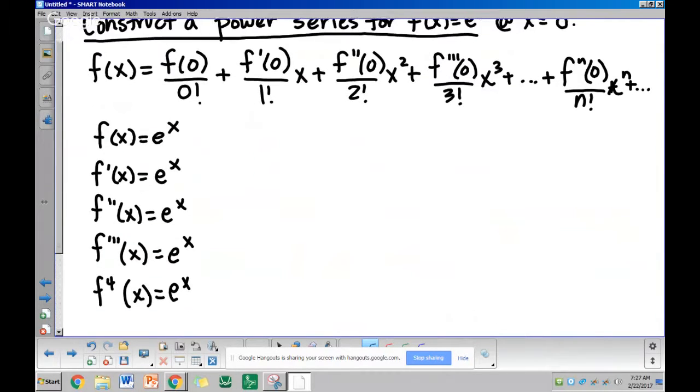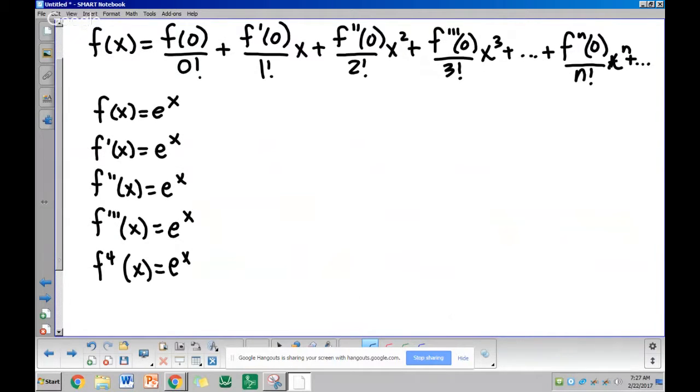All right? And let's go to f of 0. We can see f of 0. Well, when you plug 0 into f, you just get e to the 0, which is 1.